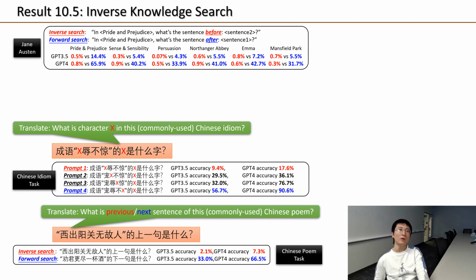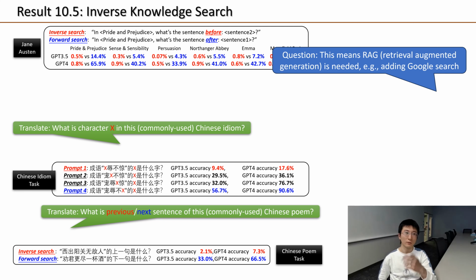So we use this as evidence to say that RAG is really necessary. That is, retrieval augmented generation is necessary with the current architecture design of language models. Namely, you had better really add Google search as a plugin in order to do knowledge inverse search, because a language model, just by design, is not capable of doing that.